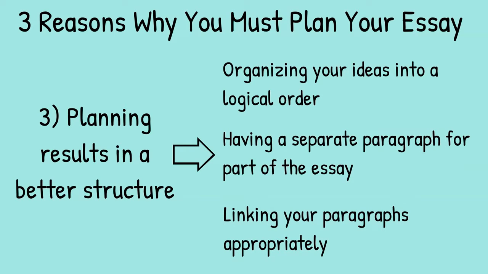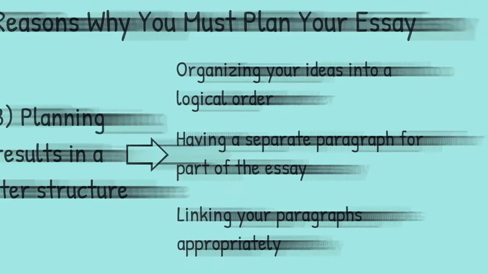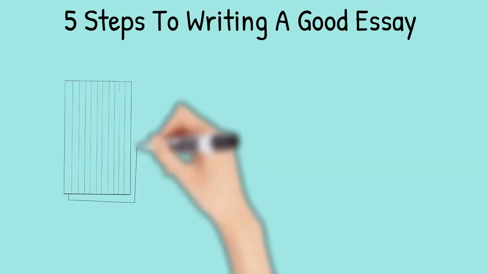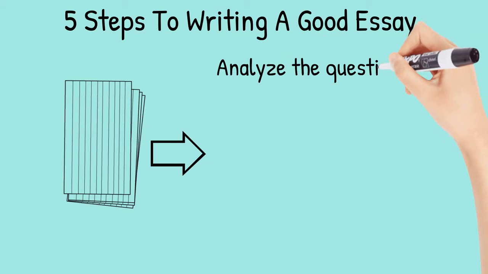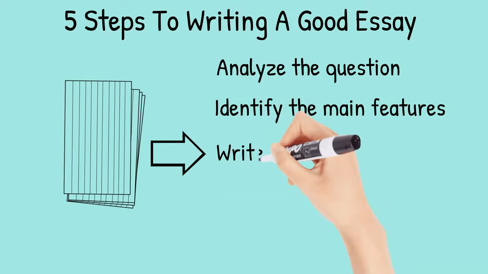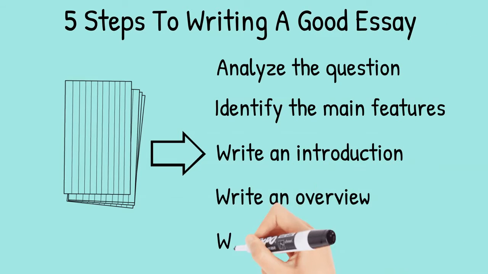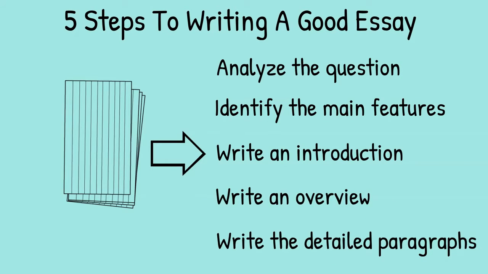Unless you have a good essay structure, you will not score highly for coherence and cohesion. Spending a few minutes planning your essay will give you a basic outline to follow as you write. This will make your task a lot easier and lead to a far better essay and a happy exam. There are 5 steps to writing a good essay for IELTS Academic Writing Task 1. Analyze the question, identify the main features, write an introduction, write an overview, and write the detailed paragraphs.